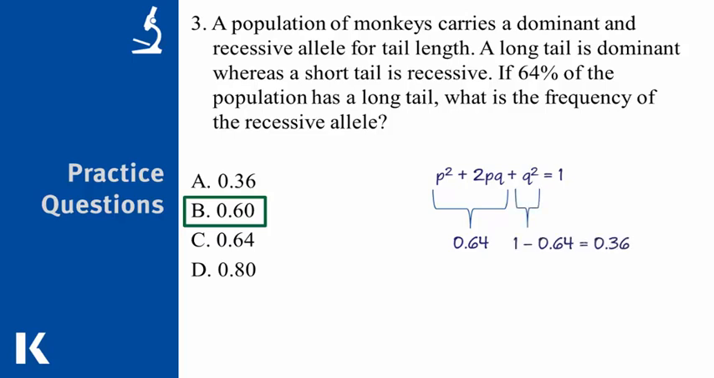We now solve for q squared and find that it equals 0.36. Remember that q is the frequency of the recessive allele, not q squared, so we must take the square root of 0.36, which then gives us the answer of 0.6. Awesome job if you got those questions correct.